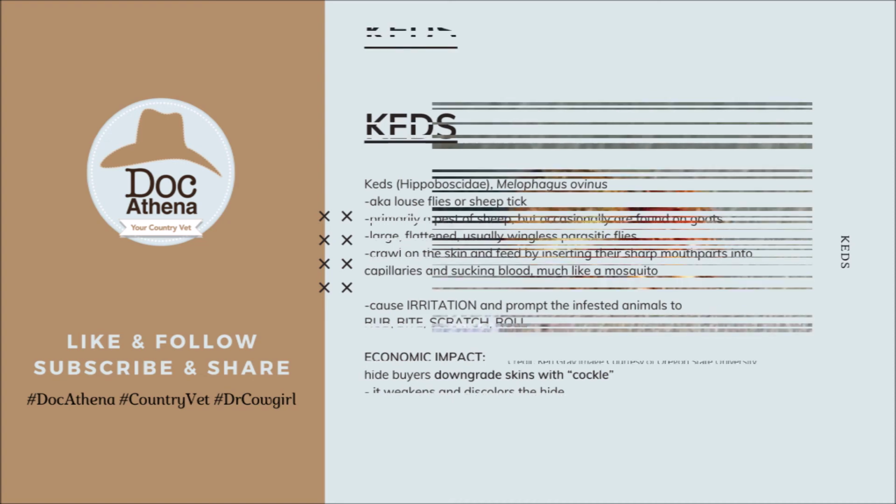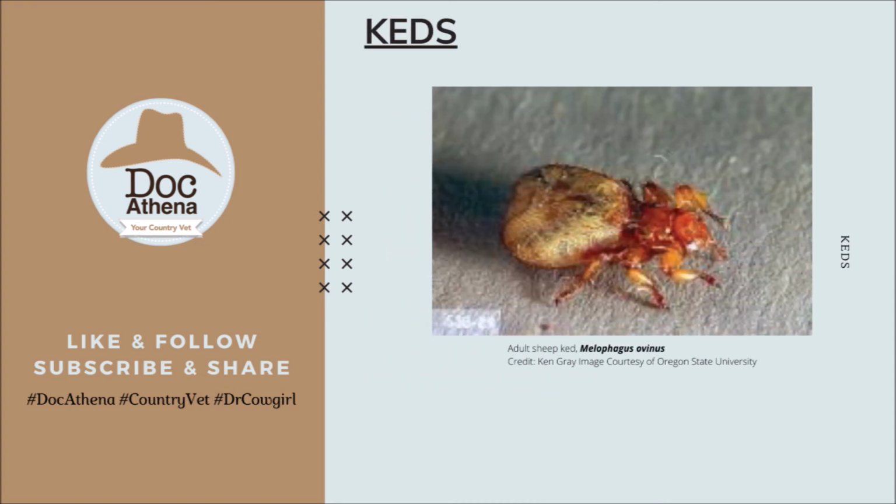This photo shows how Keds look like, and this is particularly an adult sheep Ked, or the Melophagus ovinus, and I would like to thank Ken Gray, image courtesy of Oregon State University. This is Keds. We only have one photo for these external parasites for presentation purposes.